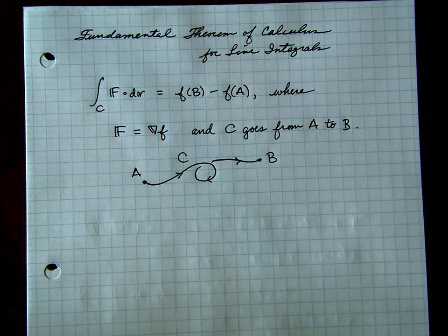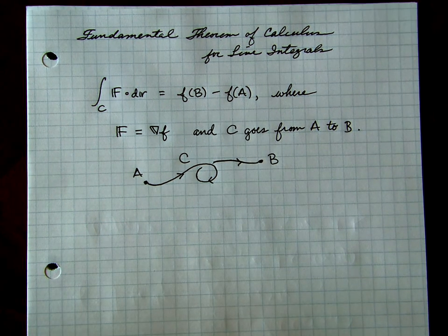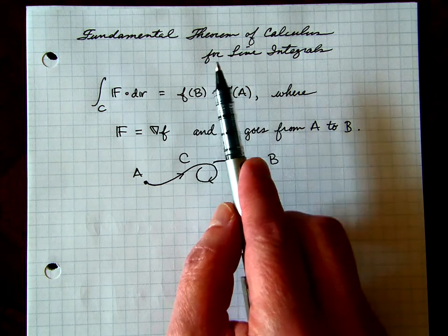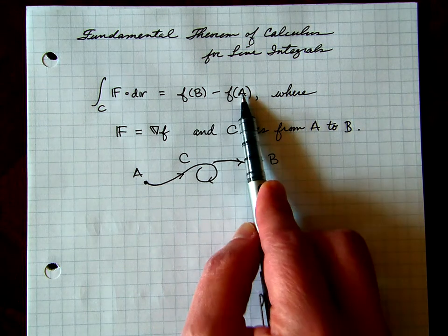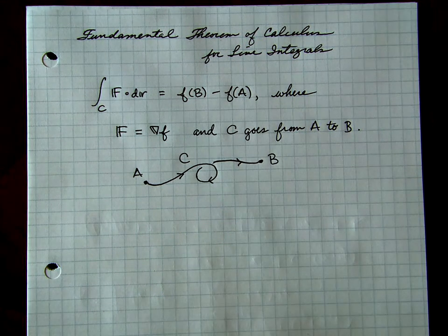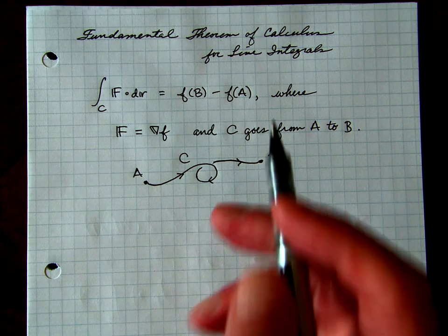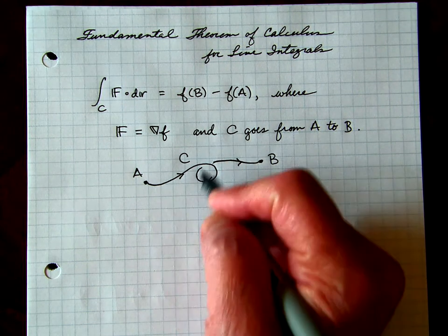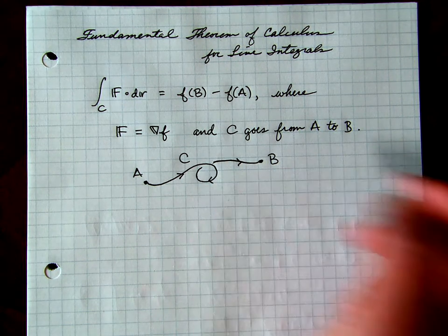So you can see right away why this is called the fundamental theorem of calculus, because it's just f of b minus f of a in the old-fashioned sense, except things have gotten a little more complicated now. This works in 2 or 3 dimensions. C is a parameterized path from A to B.